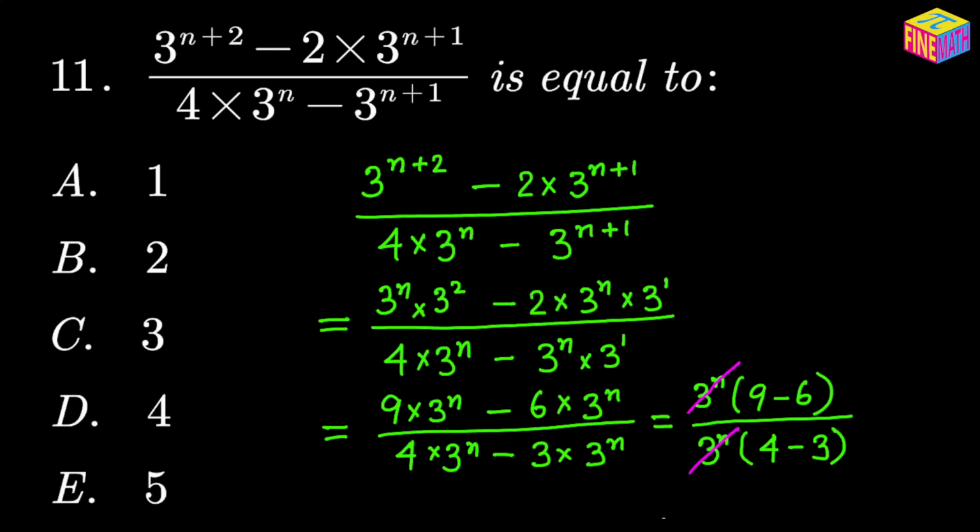So now we are left with 9 minus 6 in the numerator, which is actually 3, divided by 4 minus 3, which is actually 1. So here we can say that our answer must be 3. And if you look at our answer choices, 3 is under option C, so that is our correct option. So we have to select option C.